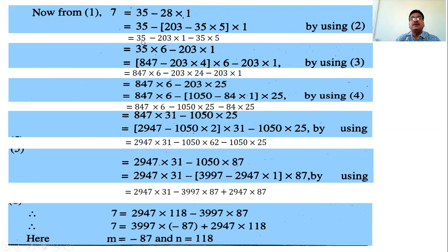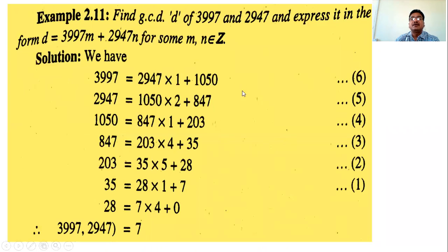Next step, what do we have? 35 into 6 minus 203 into 1. The next step is what? Substitute the value of 35. Use the second equation, then use the third equation. So what is the third equation? From this, the value of 35 is 847 minus 203 into 4. So write the value of 35.